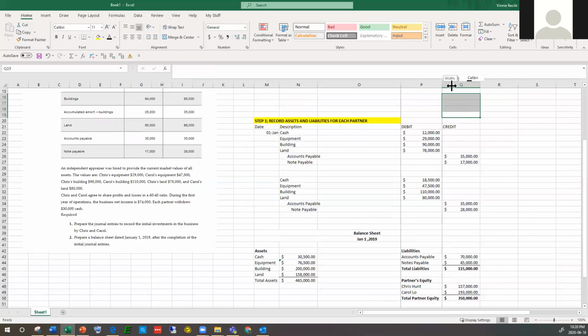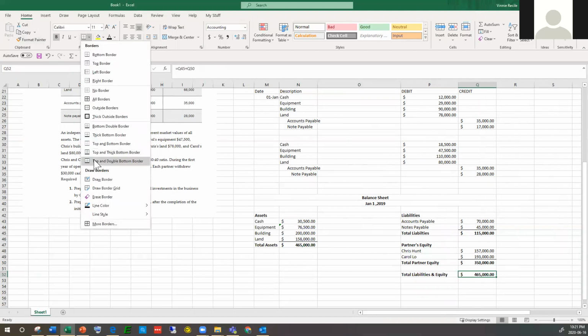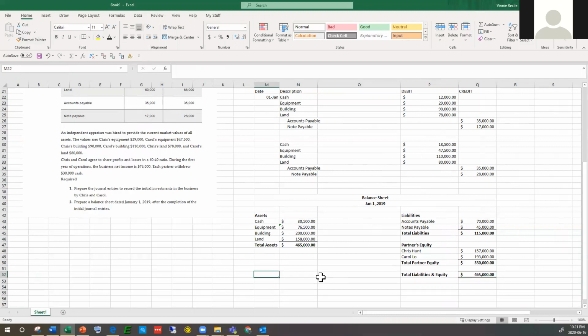Let's just format this up a little bit. Okay, and what's the key thing we notice here? We're balancing 465 to 465. Again, nothing hidden, no tricks to it. So that's essentially it. That's basically the second part of the problem.